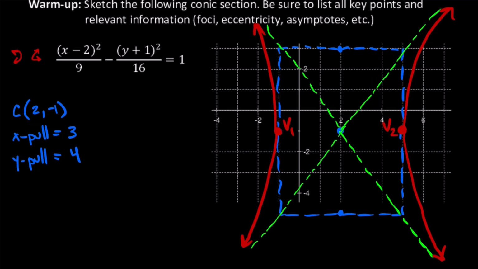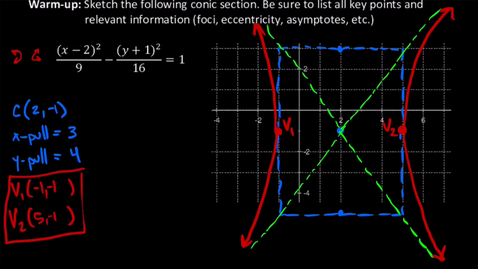Okay, so coordinates of your vertices, V1 and V2. V1 is going to be -1, -1. And V2 is going to be 5, -1. So there's some key information we need to know. We also need to identify the center. Next, we need to get the asymptotes. We need to get the eccentricity. We need to get the foci.